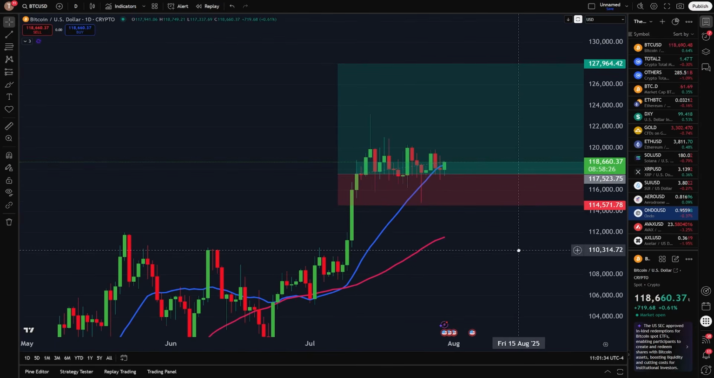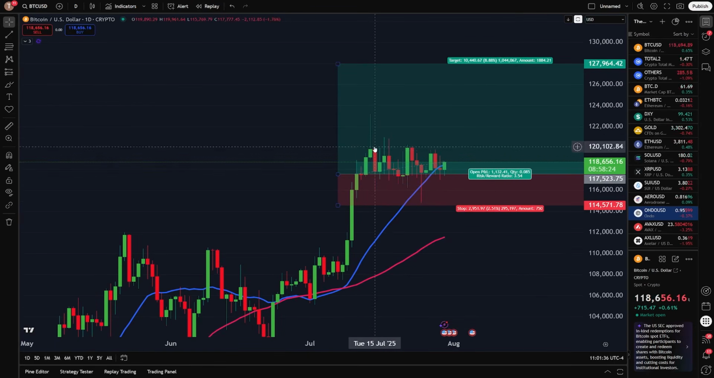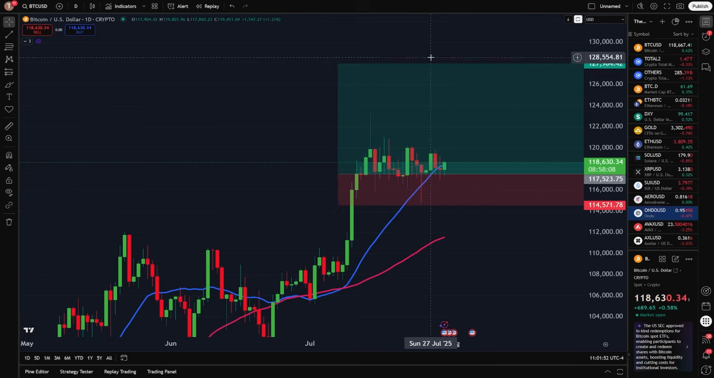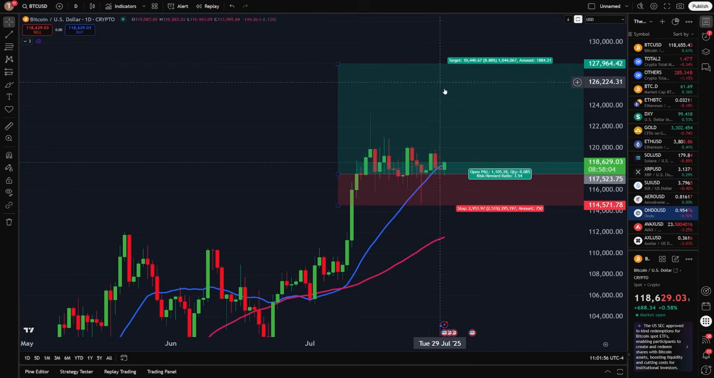So what this does now is calculate it for us and say, okay, based on this data, it divides our take profit by our stop loss, and it gives us this risk versus reward ratio. So it's going to say, hey, if you enter in at around $117,500, if your stop loss is at $114,500, and if your take profit is around $128K, well, what that means is that you have a risk versus reward ratio of 3.5.